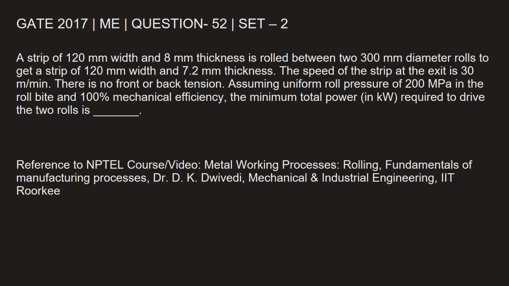Assuming uniform roll pressure of 200 megapascal in the roll bight and 100% mechanical efficiency, the minimum total power in kilowatt required to drive the two rolls is dash. Let's find out. So this is how the rollers look like, and the change in thickness is from 8 millimeters to 7.2 millimeter. So delta H is H1 minus H2, which is 0.8 millimeter. Also, roll radius is 150 millimeters because roll diameter is given 300 millimeter. So just half of it will be the roll radius. Both rolls have the same radius.